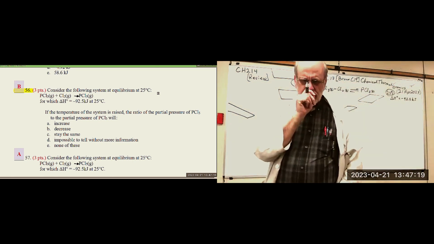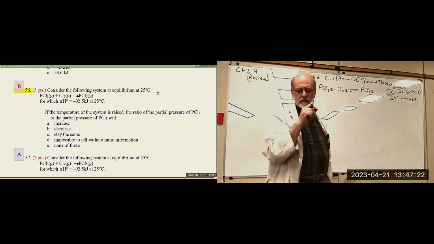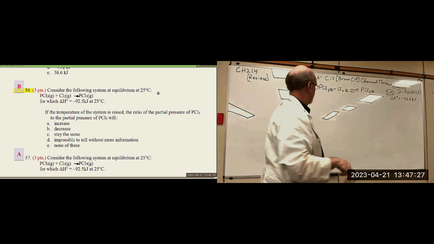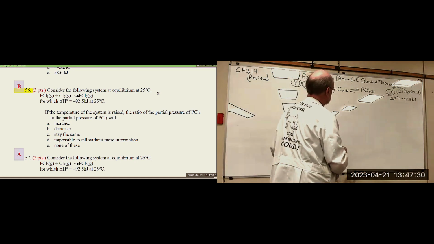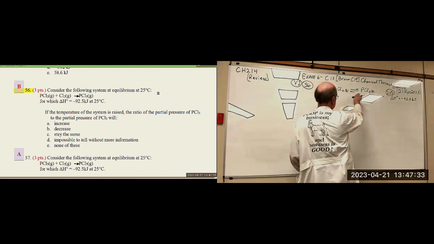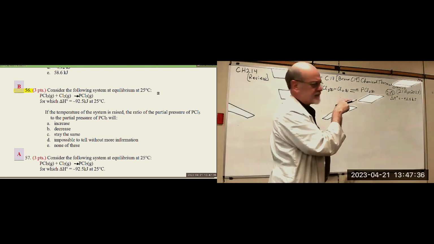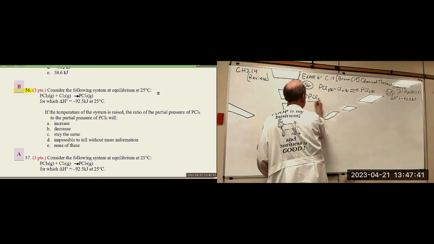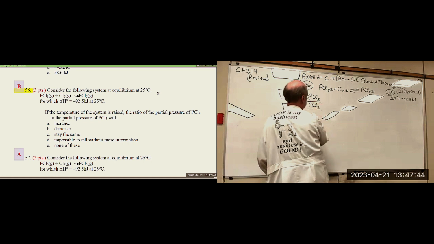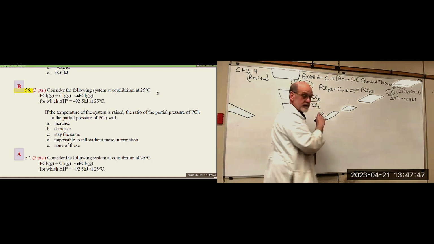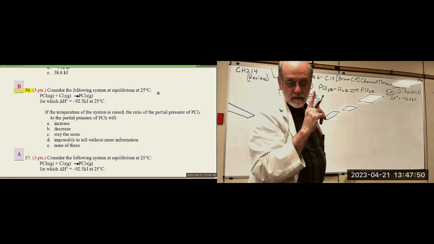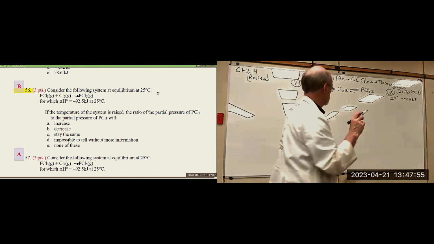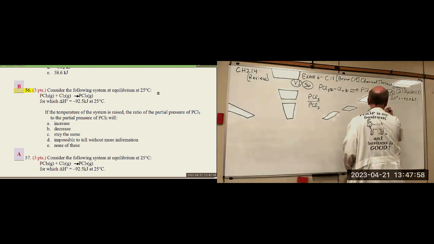Okay. If the temperature of the system is raised, the ratio of the partial pressure of PCl5 to the partial pressure of PCl3 will. All right. What they're saying is, the ratio PCl5 to PCl3. We're looking at this ratio. That ratio, what will it do? If temperature is raised, temperature increases.